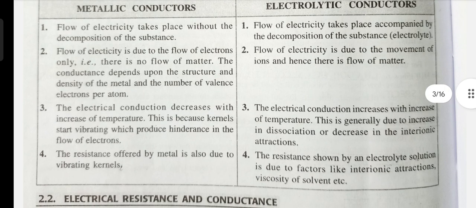Metallic conductors, number 3: the electrical conduction decreases with increase of temperature. This is because kernels start vibrating, which produces hindrance in the flow of electrons. Electrolytic conductors, number 3: the electrical conduction increases with increase of temperature. This is generally due to increase in dissociation or decrease in the interionic attraction. Metallic conductors, number 4: the resistance offered by metals is also due to the vibrating kernels. Electrolytic conductors, number 4: the resistance shown by an electrolyte solution is due to factors like interionic attraction, viscosity of solvent, etc.